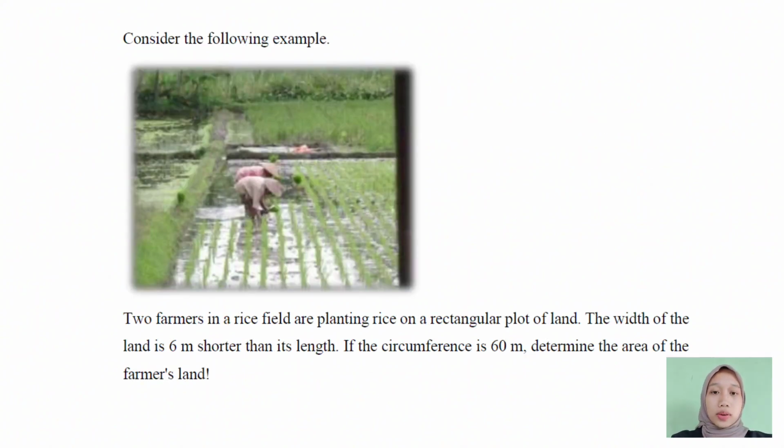Consider the following example. Two farmers in a rice field are planting rice on a rectangular plot of land. The width of the land is 6 meters shorter than its length. If the circumference is 60 meters, determine the area of the farmers' land.